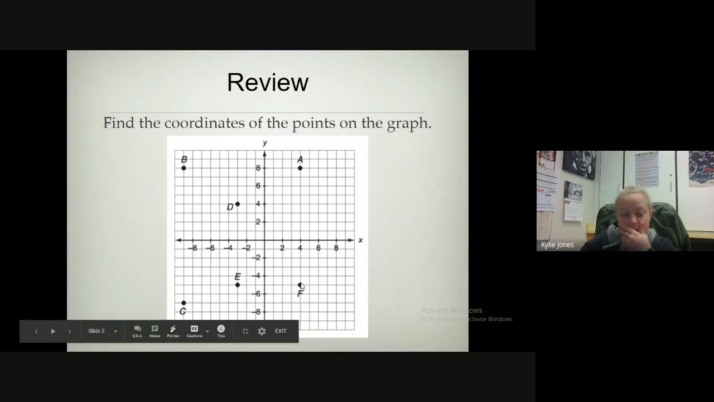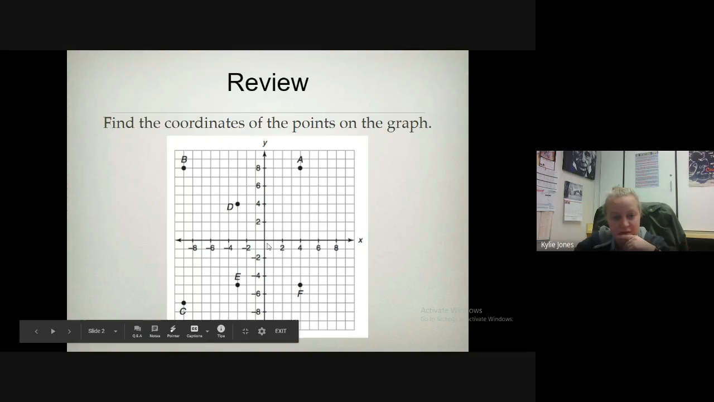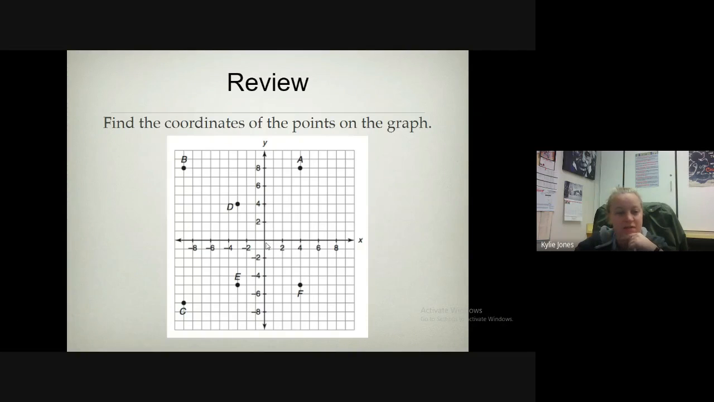And then we have point F, our last one. Where is this one at? Not -6, you're close though. -5, I think. Yeah, so we would go over 4, 1, 2, 3, 4, and that's a positive direction, so it's a +4. And then if we're moving down 5, that's going to make it our -5.